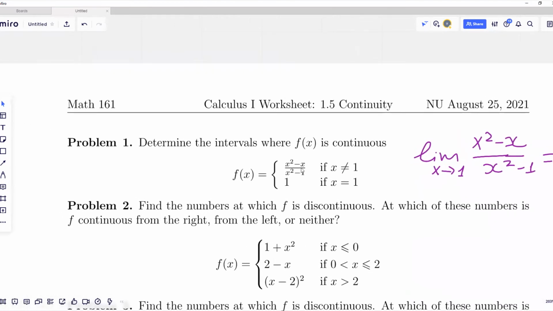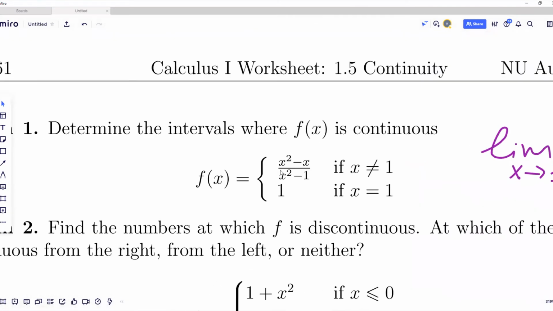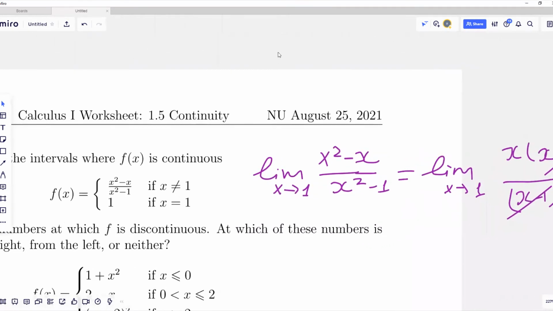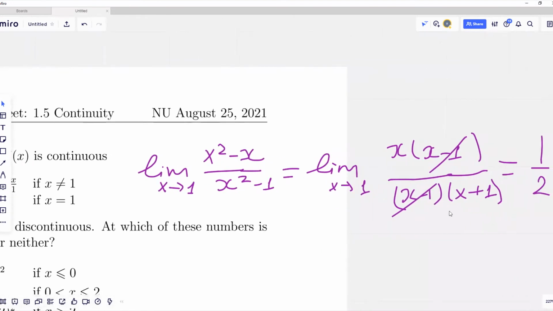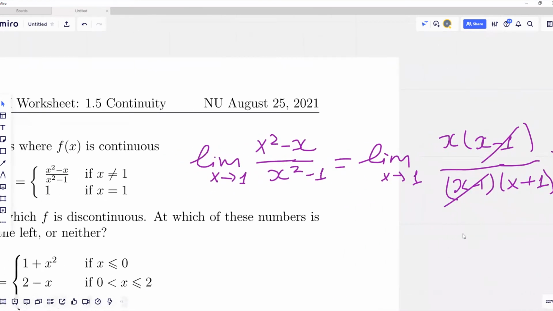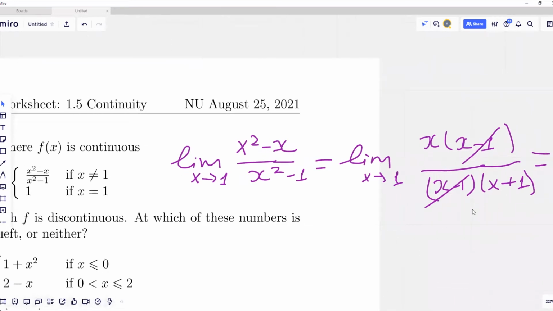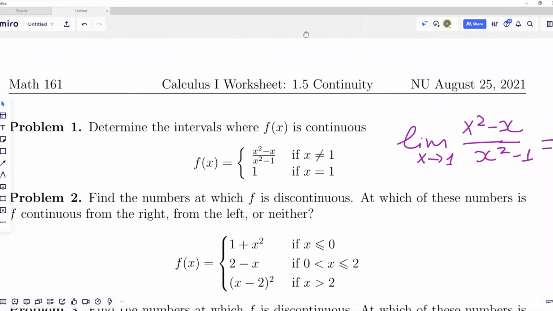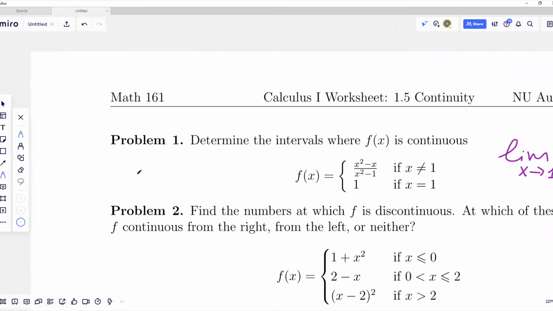Next, here we see a rational function and it is continuous everywhere with the exception of zeros in denominator. And the zeros that we have in denominator are 1 and minus 1, meaning that our function is continuous everywhere except those 2 points, minus 1 and 1. So here are the intervals where f of x is continuous.